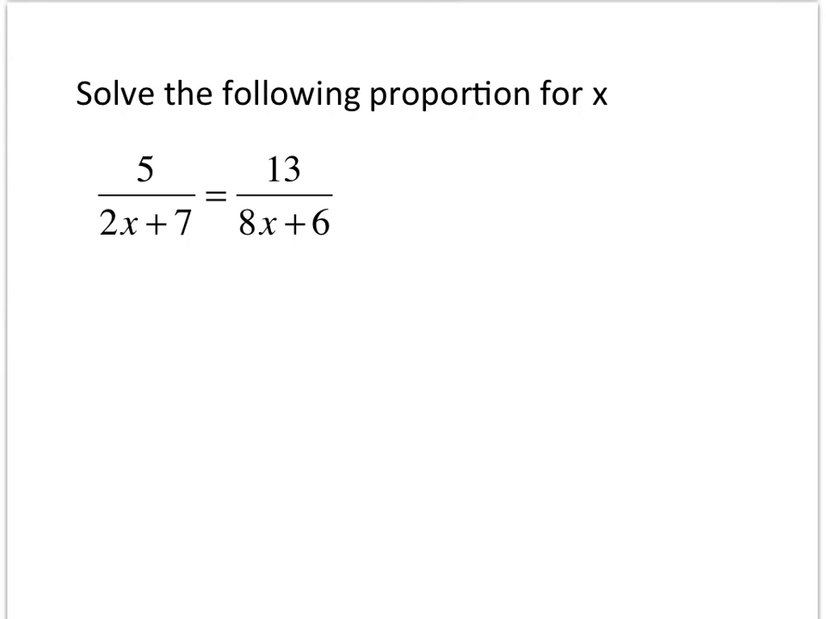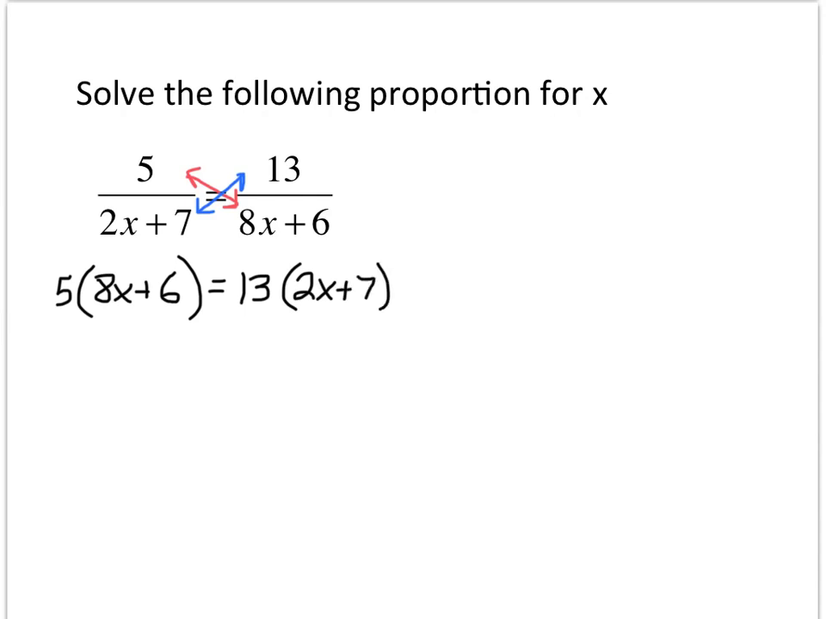Okay, one more proportion to try here. We'll go through this quickly. I again need to cross multiply. So I'll first cross multiply 5 times 8x plus 6. So if we set this up as 5 times 8x plus 6, I then set this equal to the second cross multiplication, or in other words, equals 13 times 2x plus 7.